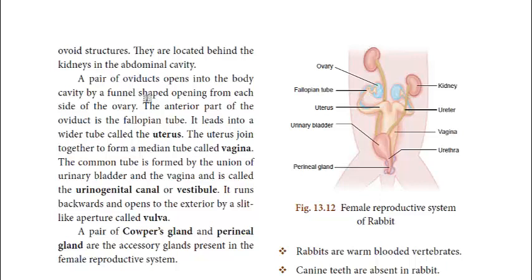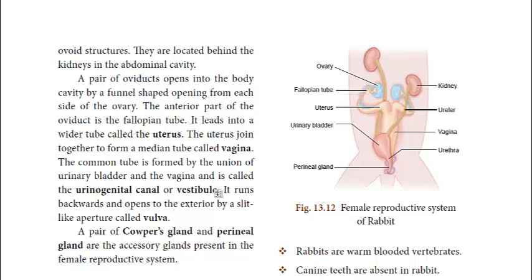And we have an ovary. The ovary leads to the oviduct and opens into the body cavity by a funnel shaped opening, where the egg is produced. The anterior part of the oviduct is called the fallopian tube, and it leads into the wider tube called the uterus. The uterus join together to form a median tube called vagina, and the common tube is formed by the union of urinary bladder and vagina and is called urinogenital canal or vestibule.